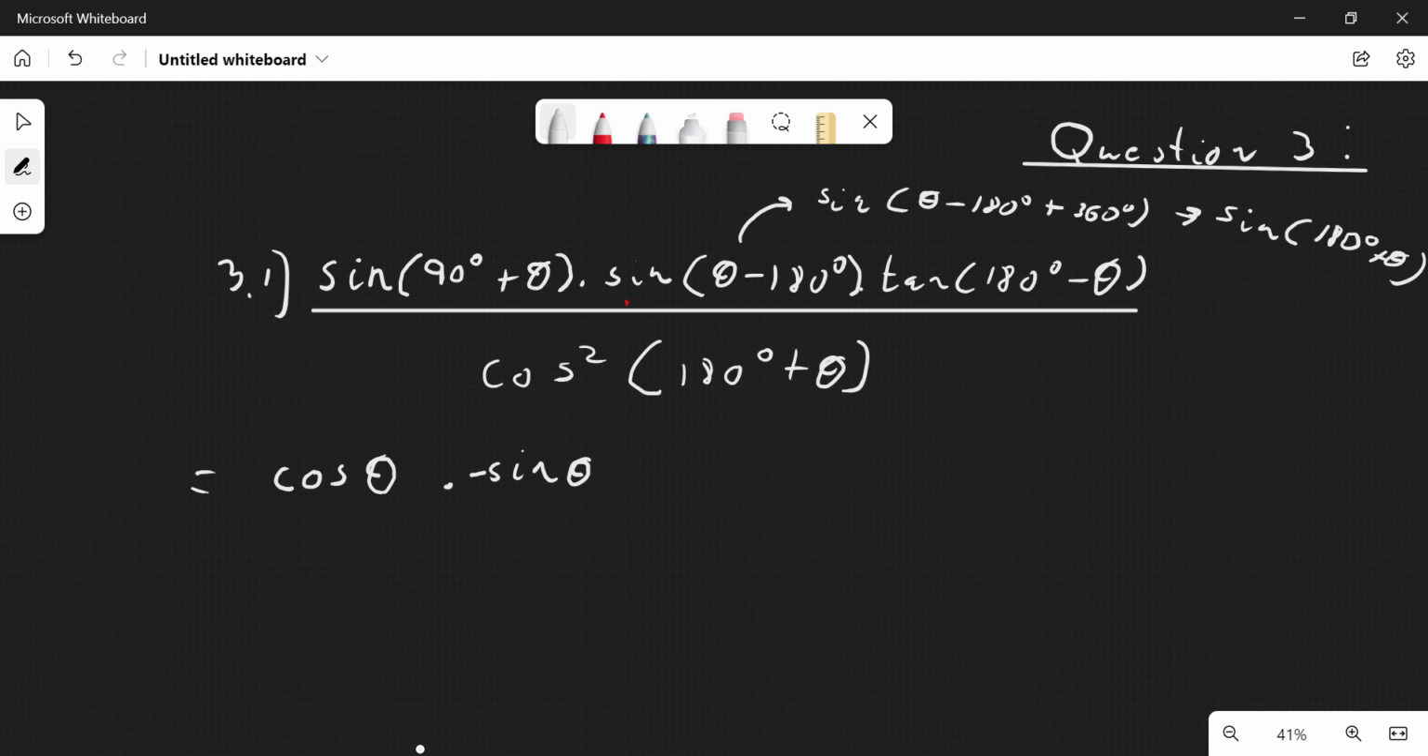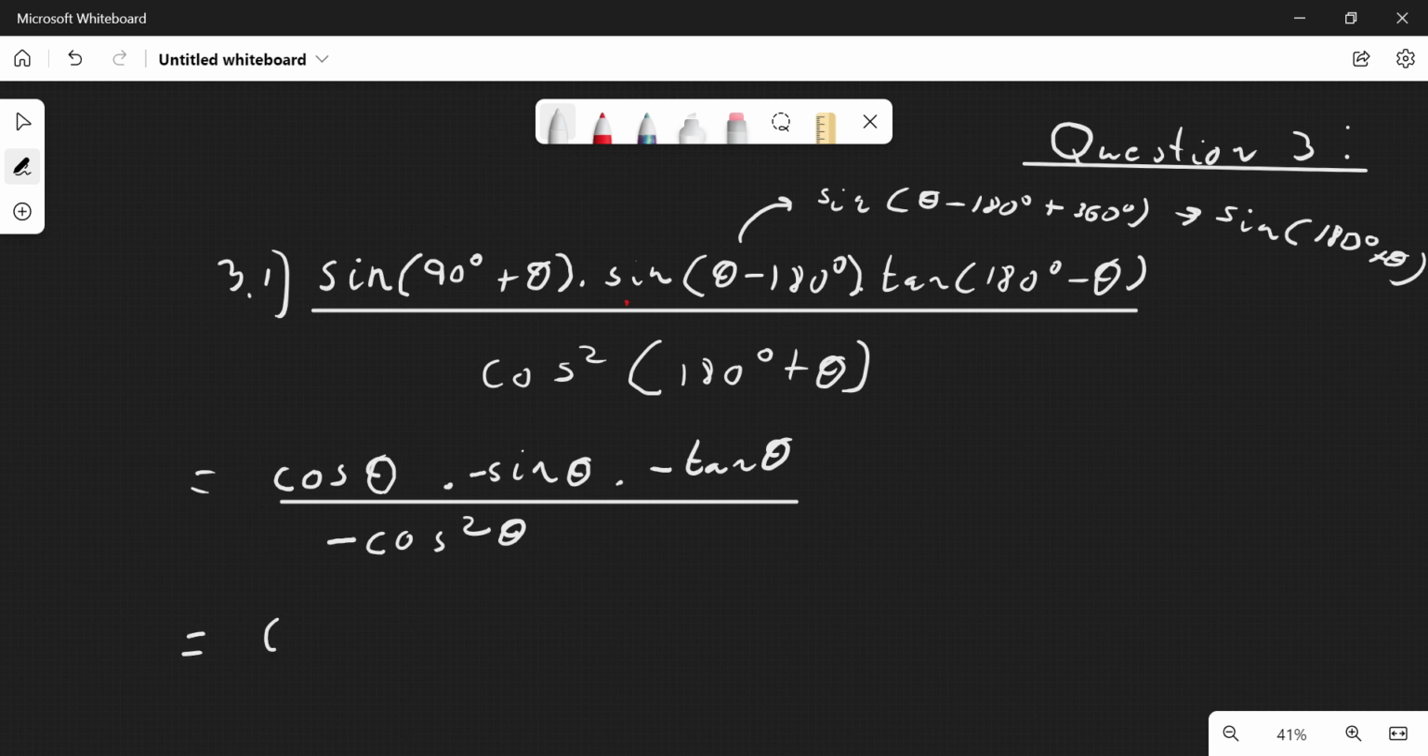Then we move on to our tan. It's tan of 180 minus theta. That's the second quadrant, and tan is negative in that quadrant, so we have a negative tan theta. All of that is over cos squared. This is the third quadrant, and cos is negative in that quadrant, so we're going to have a negative cos squared theta.